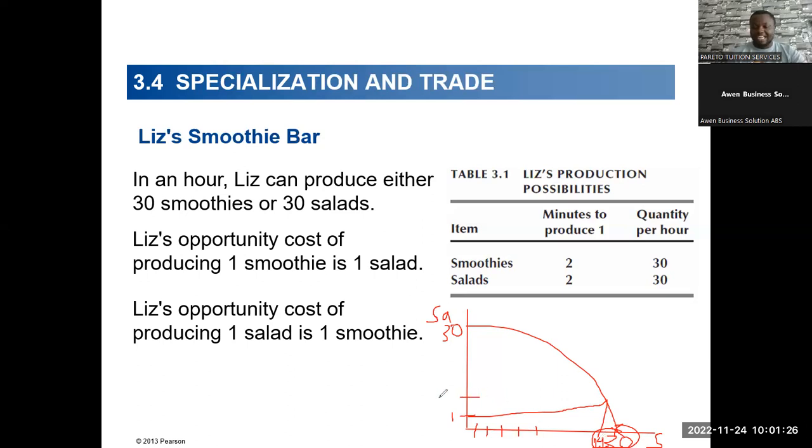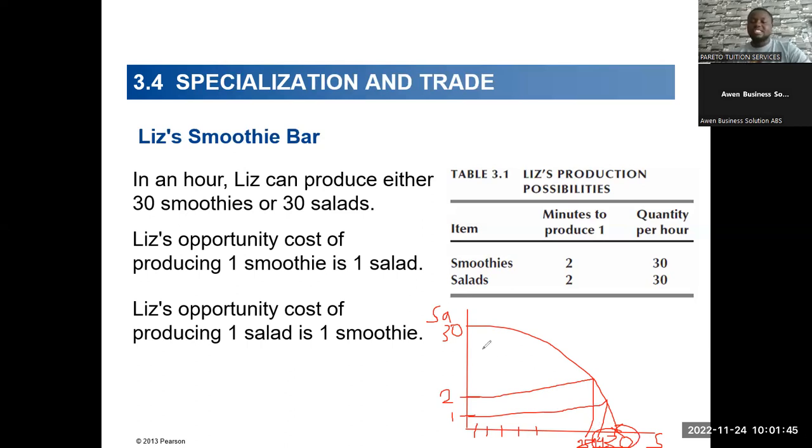If you want to produce another unit of salad, that one too, we need 2 minutes. And 2 minutes means that we have to sacrifice an additional 1 unit of smoothies. So the opportunity cost of producing 1 salad will be 1 smoothie that we sacrifice.